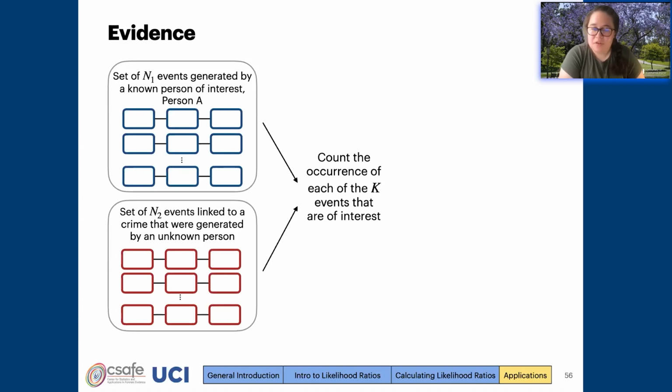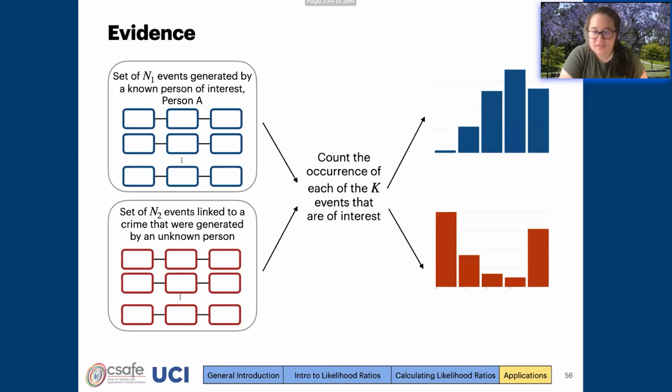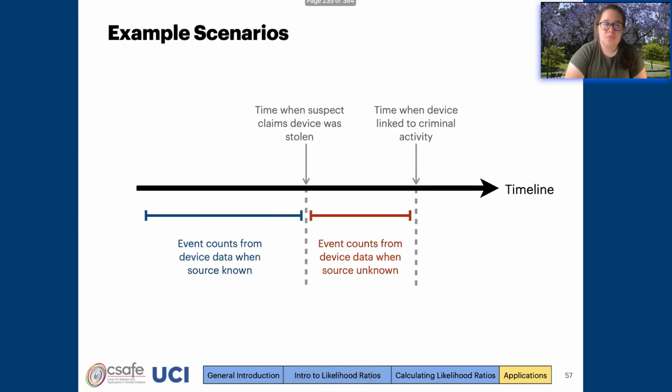We'll count the occurrence of the number of events, except for now we're counting across all K events that are of interest. So let's just say that we have 5 events that we care about. We might get something like this, where we count the number of times each of the 5 events occurred in the known source events generated by person A on their device, and the number of times that each of these 5 events occurred in the set of unknown source event counts.